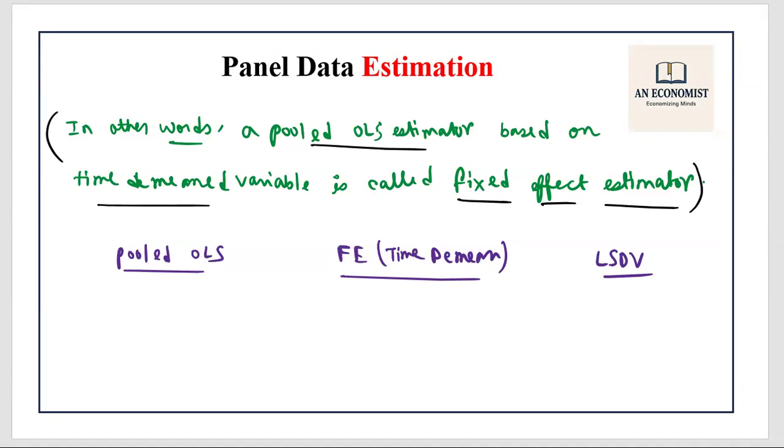Now I want you to pause this video and think about how the degrees of freedom will change in these 3 different models. So for the pooled OLS model, the general formula for degrees of freedom is the total number of observations minus the total number of parameters estimated.